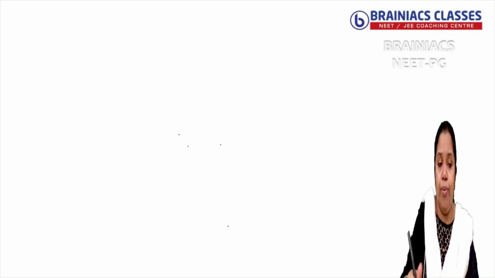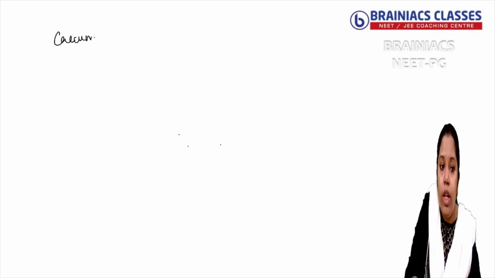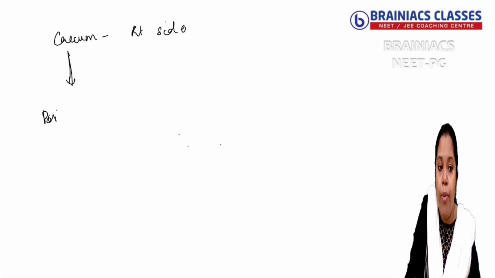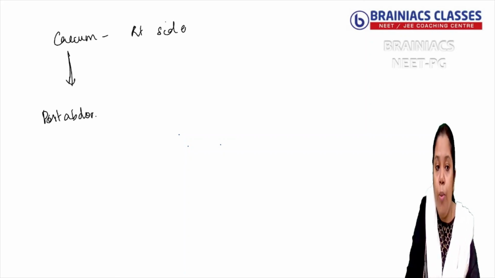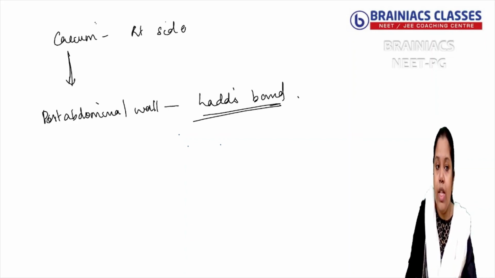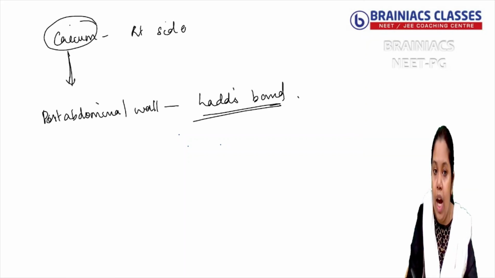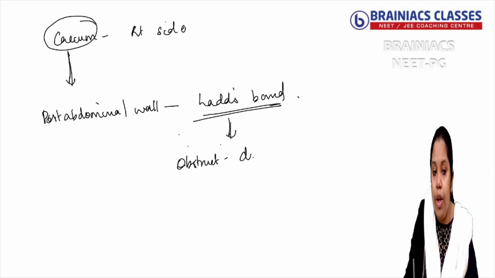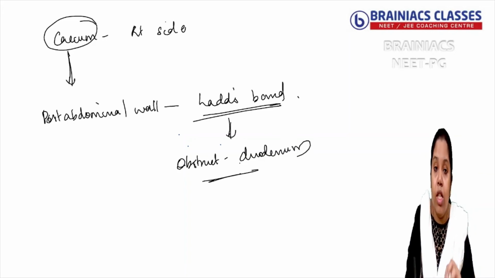Now, the cecum is at which side? At the right side, right? So the cecum will attach to the posterior abdominal wall. I told you the mesentery will disappear, so it gets attached to the posterior abdominal wall with the help of a band called Ladd's band. Since the cecum is in the subhepatic area, the Ladd's band will obstruct the duodenum, so it will lead to duodenal obstruction. That happens when there is non-rotation.